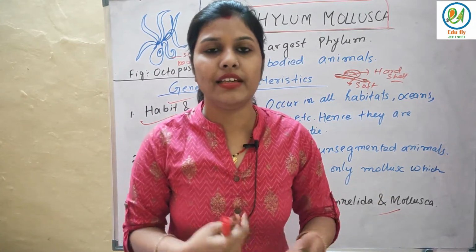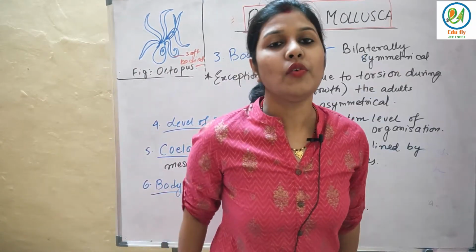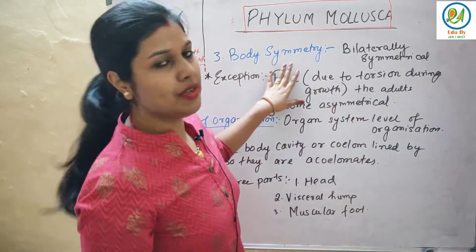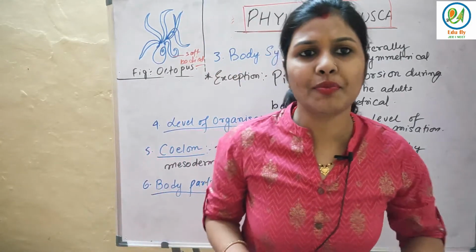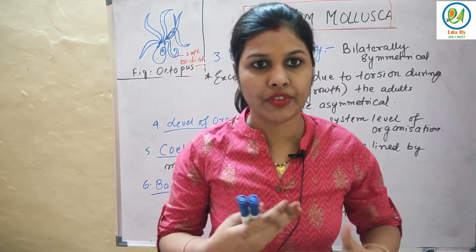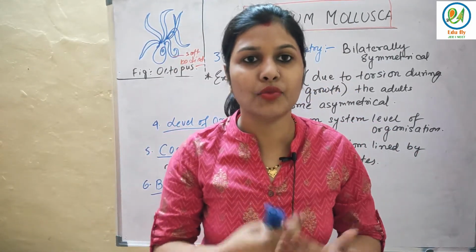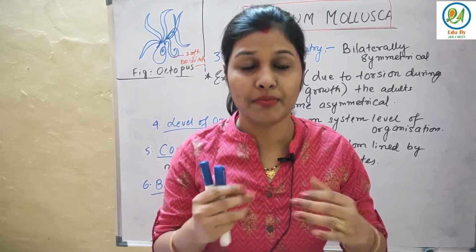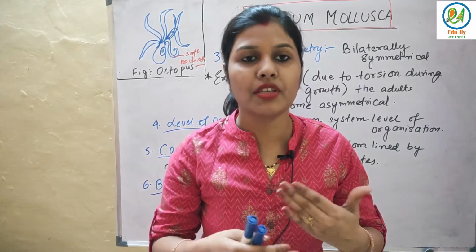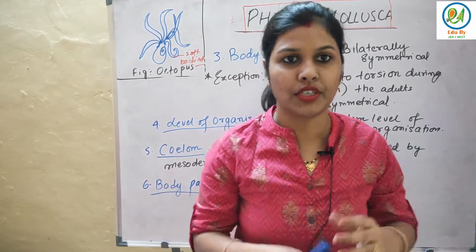Now we'll see the next point, the body symmetry in case of mollusk. Body symmetry is basically bilateral symmetry. Now we are studying advanced forms of organisms, so from now onwards there will be bilateral symmetry only. But there might be some exceptions in some phyla, which I'll mention at the time itself.